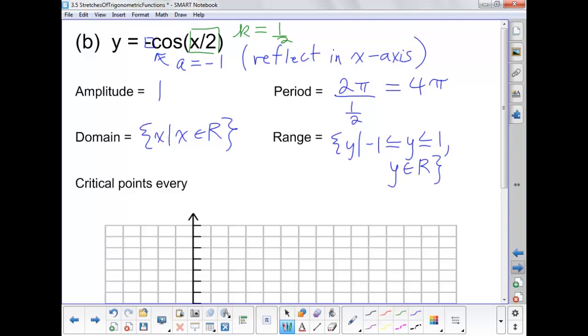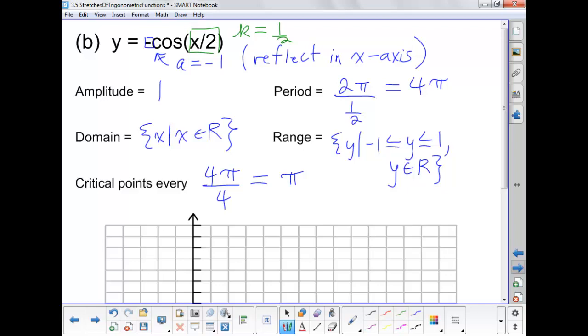Okay, and then lastly, before we work towards creating our graph here, our critical points, we want to know how far apart they are. Well, my period in this case is 4 pi, and I know to divide that in 4. So my critical points in this case are actually pi radians apart.